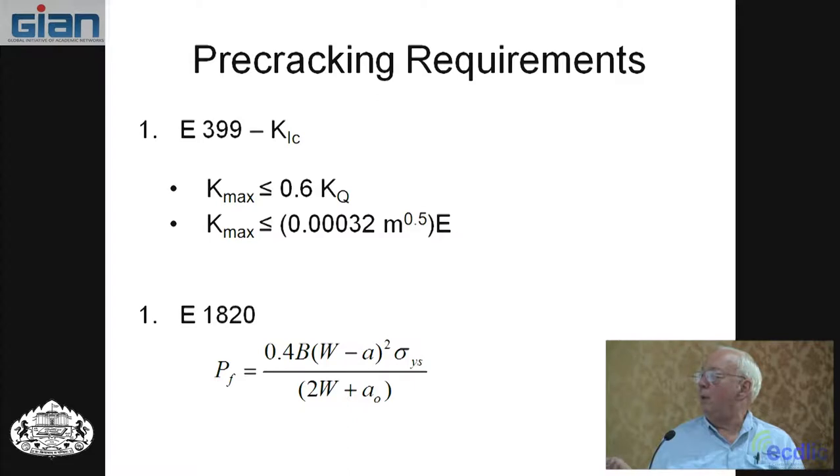Anyway, here are the pre-cracking requirements. The main thing is that the maximum K while pre-cracking be less than 60% of KQ. Now, you don't know what KQ is yet, and you'll learn that later. And when you're pre-cracking, you don't know what KQ is, so this is something you guess at. People who are testing a lot usually know about where to do that. But if you don't, you'll have to wait and learn what KQ is in a little bit.